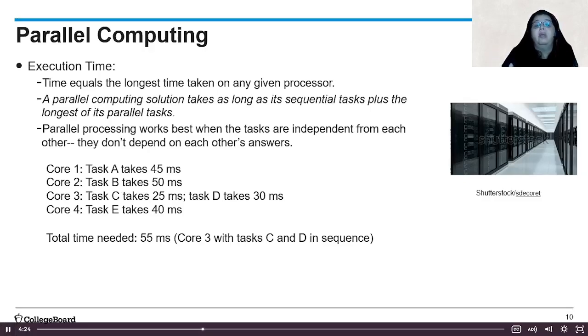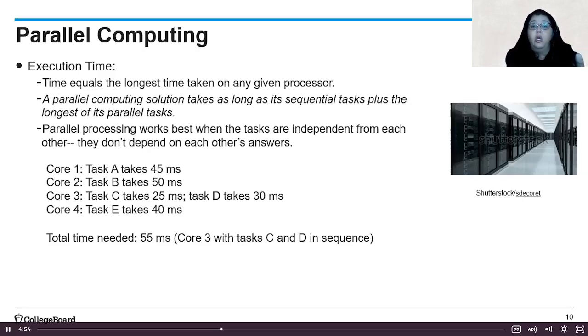But now, instead of just doing boom, boom, boom, Core 3 takes on Task C, 25 milliseconds, and D, 30 milliseconds. So that's 55 right there. Task E takes 40 milliseconds. So the max time you're going to take to perform all these tasks is going to be 55 seconds, because that's the core that's going to take the longest.